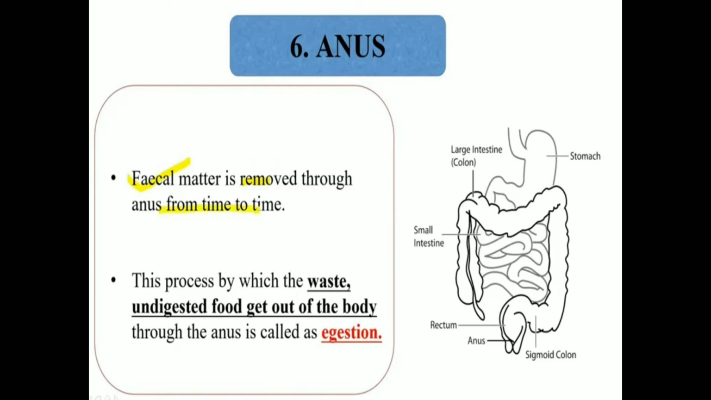Now, in the end, fecal matter is removed through the anus from time to time. The process by which the waste undigested food gets out of the body through the anus is called egestion. Yes, this is the anus, and through it fecal matter or undigested food is removed from the body.